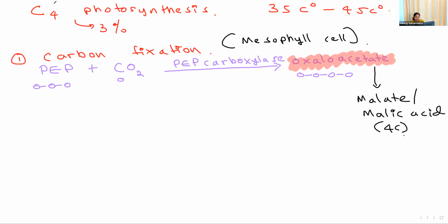So C4 plants, they're going to have a special adaptation. For the first carbon fixation, they're using a special enzyme, not the Rubisco. They're using PEP carboxylase. So their substrate is PEP, a 3-carbon compound, which binds with the atmospheric carbon dioxide to produce 4-carbon oxaloacetate. Oxaloacetate is the first stable product, a C4 compound, which will break down into malic acid. That's it. So this is the first initial carbon fixation.